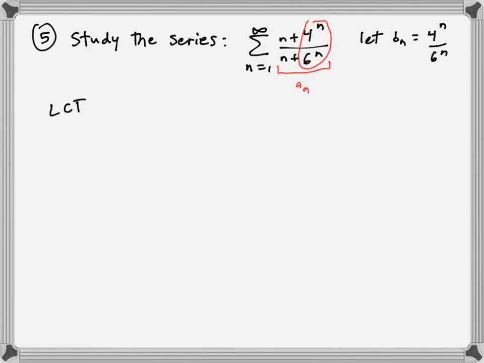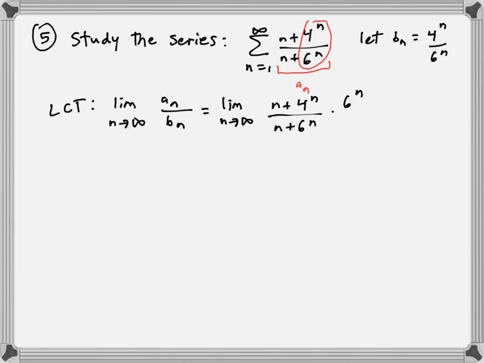So we're going to use the limit comparison test. We're going to do the limit as n goes to infinity of a_n over b_n. This is equal to the limit as n goes to infinity of (n + 4^n) over (n + 6^n) times 6^n over 4^n. So I'm going to do what I did in the last problem.